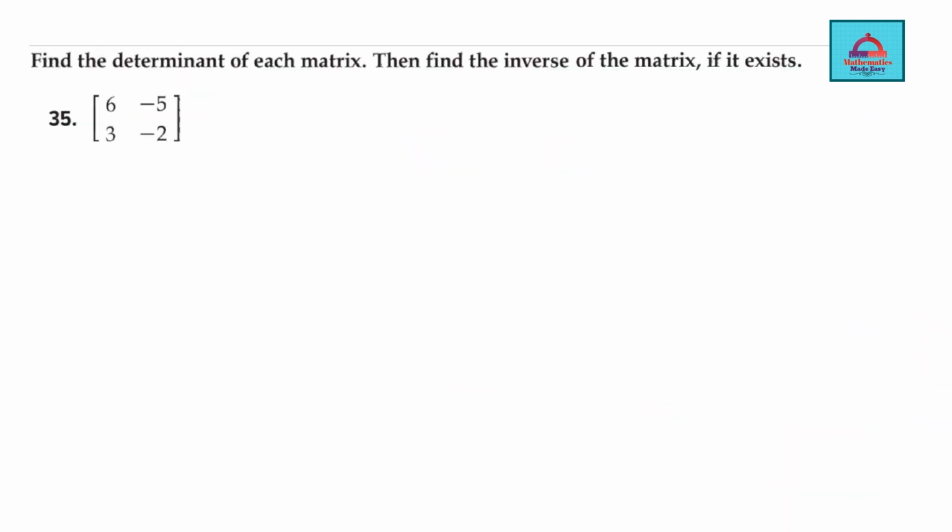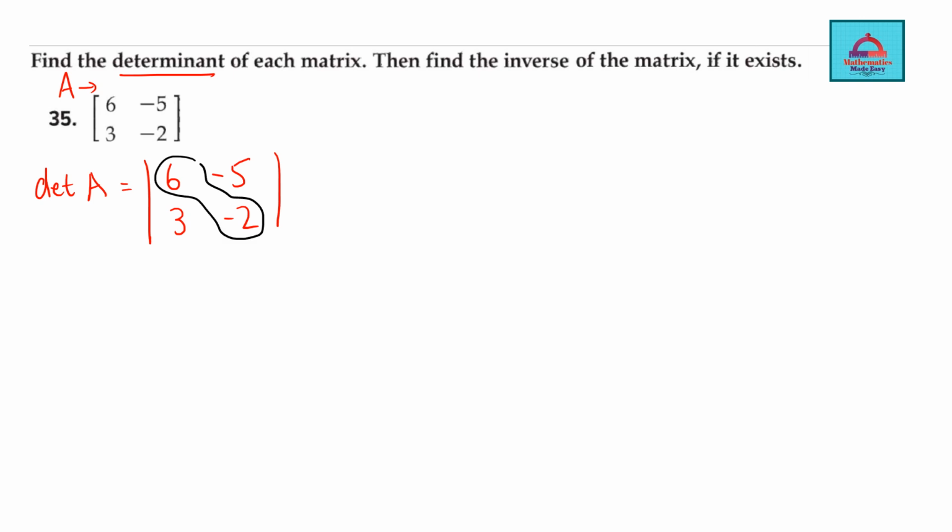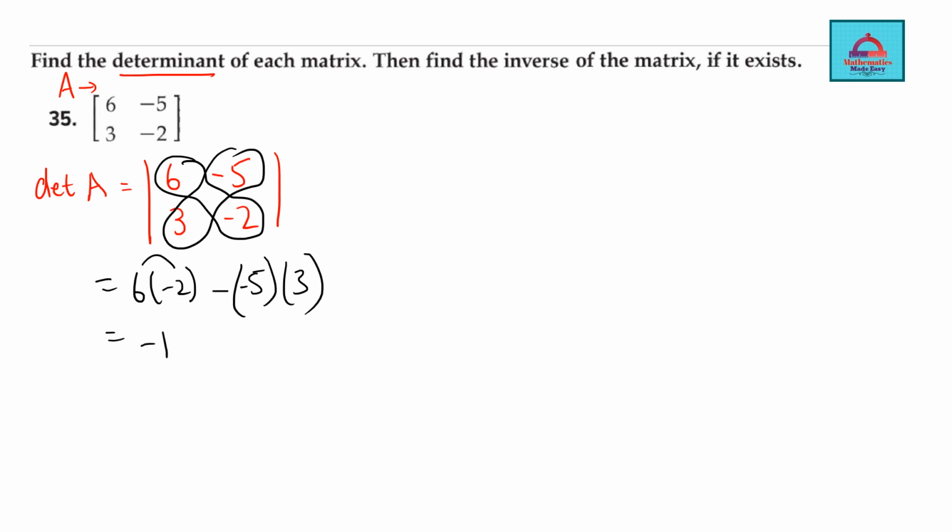First, we would go and find the determinant. So if I want to find the determinant of this matrix, say I call this matrix A, then I just change the brackets and put the numbers. Now let's do the product. Primary diagonal minus secondary diagonal. So 6 with minus 2 minus of minus 5 with 3. Let's do it. So this is 6 with minus 2, minus 12, minus minus becomes plus. So this is not equal to 0. In fact, it is equal to 3.